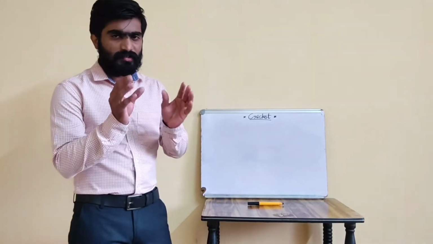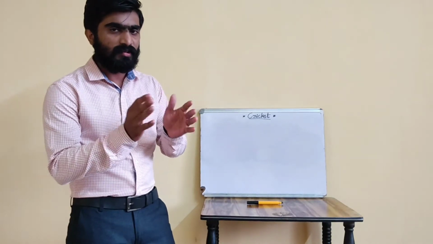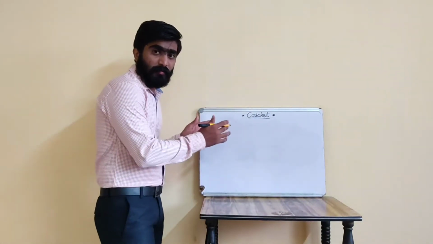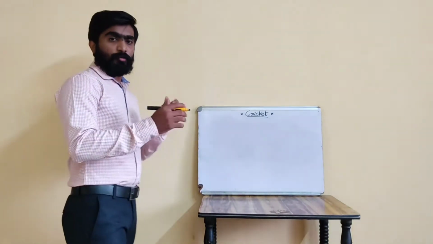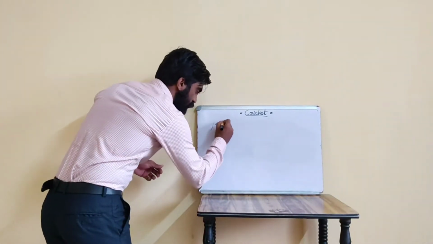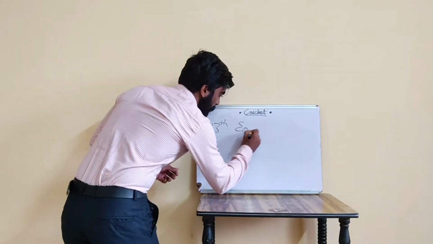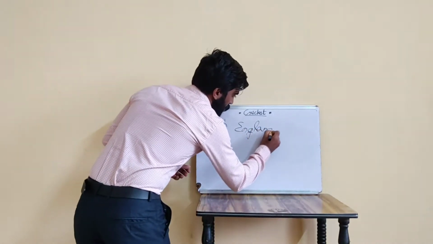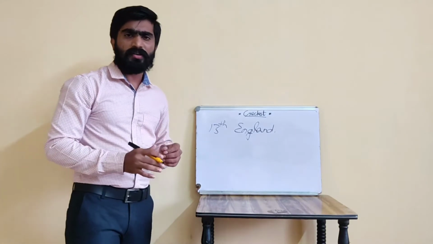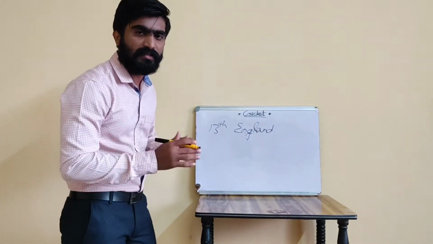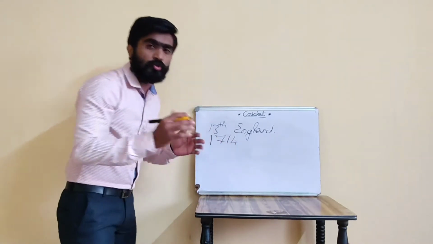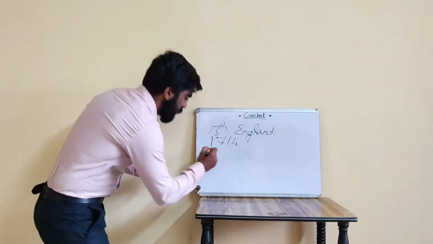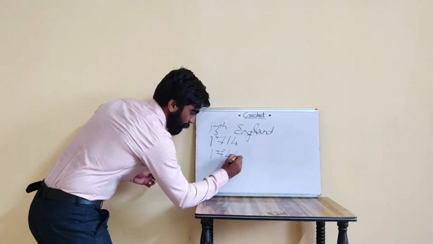Now I'm presenting a small portion in the chapter cricket. The famous game cricket is played using ball and bat. It was a popular game in 13th century in England. The first major official match was played between the teams Kent and the Middlesex in 1714, and the rules were framed in the year 1744.